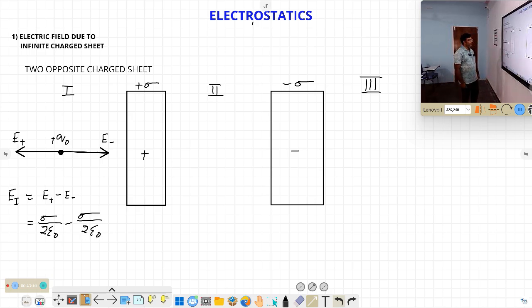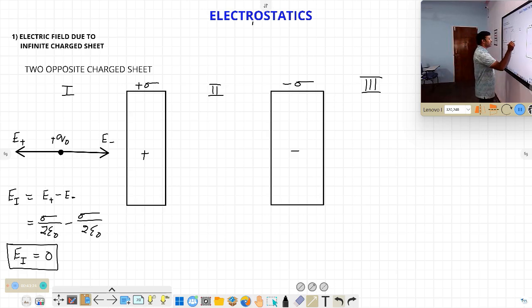So if you take sigma by 2 epsilon naught minus sigma by 2 epsilon naught, what result do you get? The electric field intensity in this region is equal to 0. Next, the second region, in between. If you see, positive repels the test charge in this direction, and negative attracts that test charge in this direction.